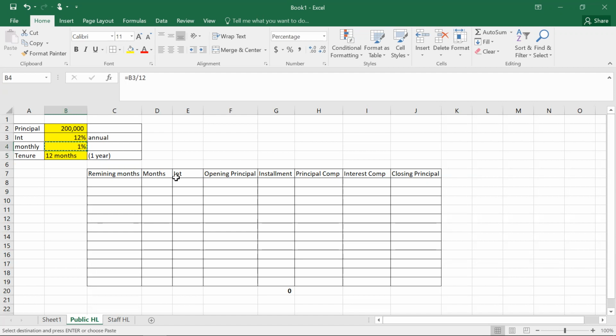So the monthly interest rate is 1%. This is for 1 month. We have to repay the loan of 200,000 in how many months? 12 months, a 1-year loan. The interest rate is 1%. What is the opening principal? The opening principal at the start of the first month is 200,000.